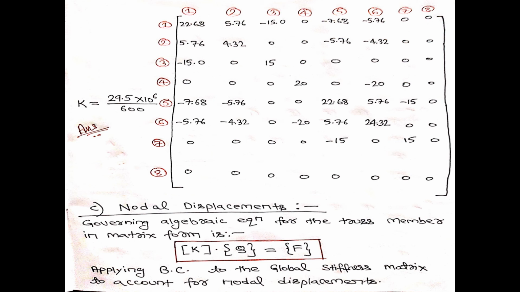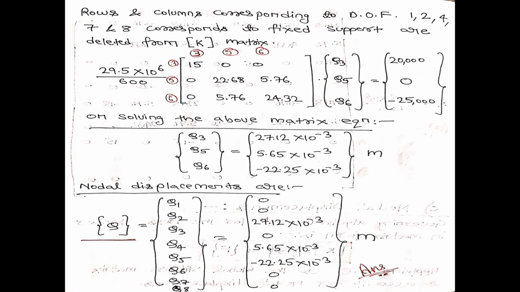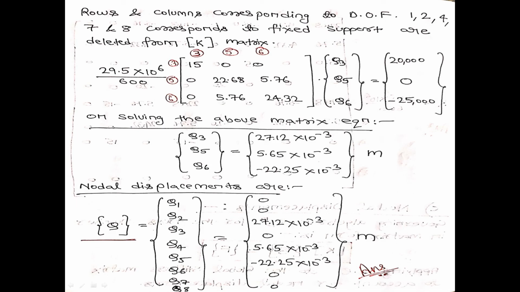So from this k matrix, eliminate all those rows and columns. Which row and column do you have to take? You have to consider 3, 5 and 6. The value is the same as it is, that is 29.5 into 10 to the power 6 by 600 into a 3 by 3 matrix. Which 3 by 3 matrix? Third row, fifth row, sixth row, third column, fifth column, sixth column, into the 3 by 1 nodal displacement vector.